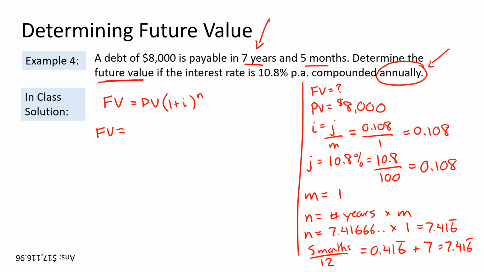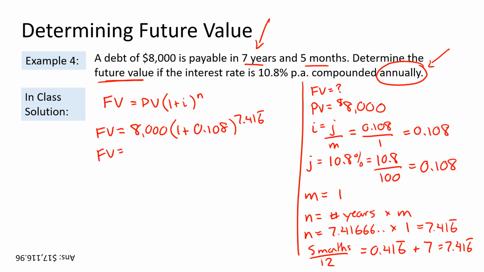So our future value is equal to our present value, $8,000, times 1 plus our periodic interest rate, 0.108, and that's raised to the exponent 7.416. Again, I'll just write it as a repeating decimal.